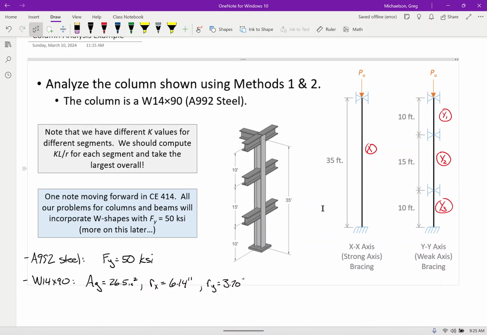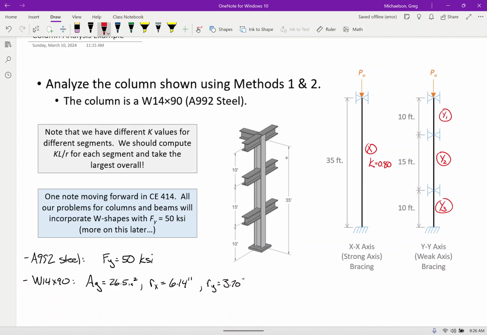Let's start off with the x-axis. So we're pinned at the top, but the bottom is fixed. The bottom is fixed against rotation. So what K value should we use for x? 0.65. Hold on. 0.8, because the top can rotate. Because everybody brought their AISC 16th edition steel construction manual, didn't they? Does that make sense? Why we're using that one? The bottom one prevents rotation, but the top allows rotation.